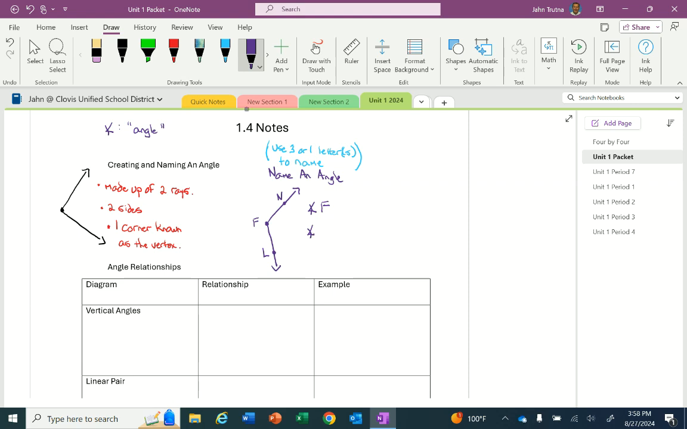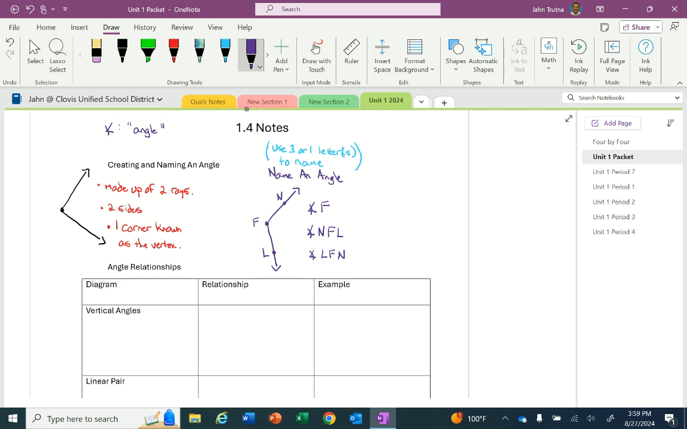And when you use 3 letters to name the angle, you could call it angle NFL. That would be okay. Or you could name this angle as angle LFN. Notice that when you use 3 letters to name an angle, the middle letter is the letter that is at the corner, which is known as the vertex of the angle.